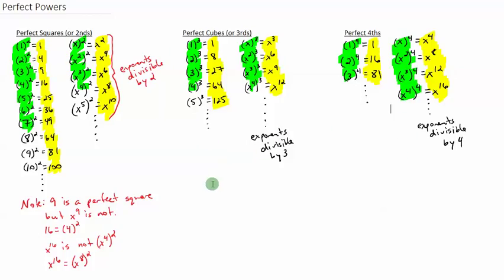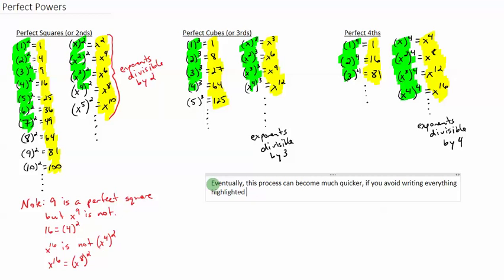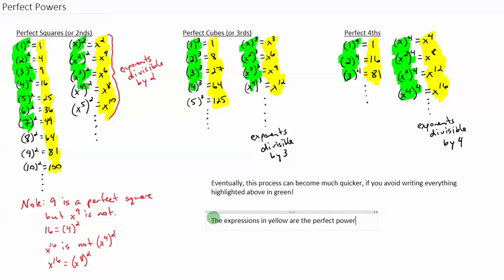So eventually, this process can become much quicker if you avoid writing everything highlighted above in green. Okay? I'm not saying it's bad to write it. You probably should several times, but once you get comfortable, you can just think the green stuff in your head and come up with the other side, and that's really what's important. The stuff in yellow are the perfect powers. Let me make a note of that too. The expressions in yellow are the perfect powers. Perfect squares, perfect cubes, perfect fourths, etc. Okay?